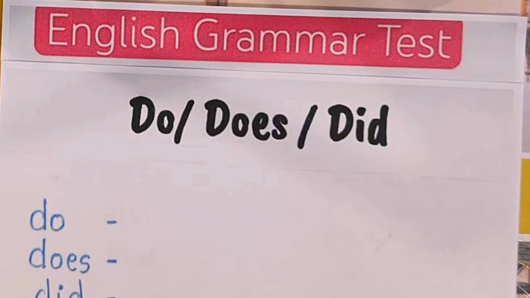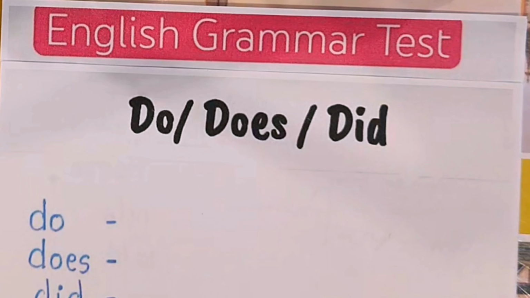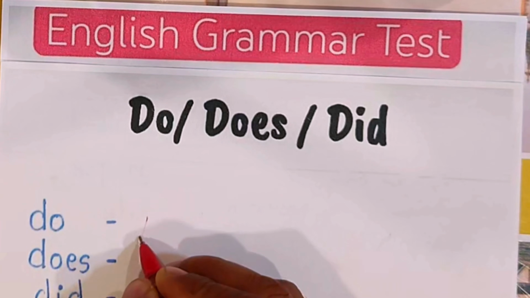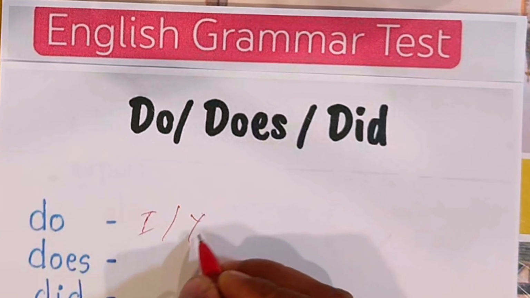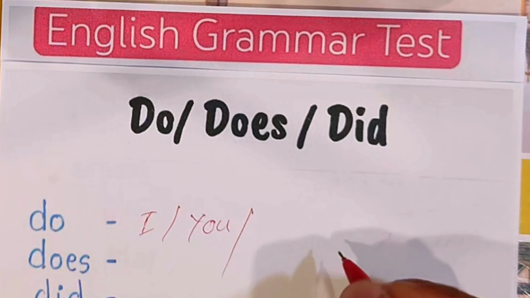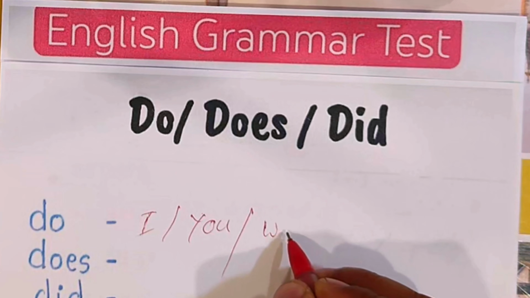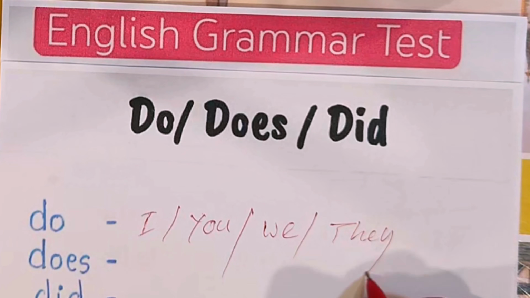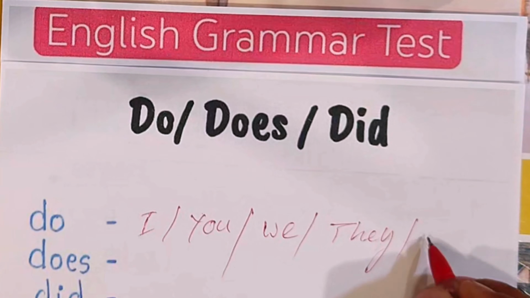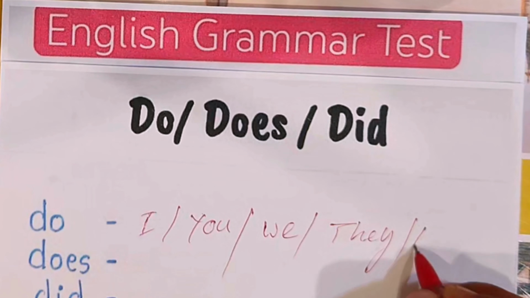English grammar test: how we use do, does and did in a sentence. Let's go into detail. Do we use with I, and we use with you, and we use with we, and they, and we use with plural subject.